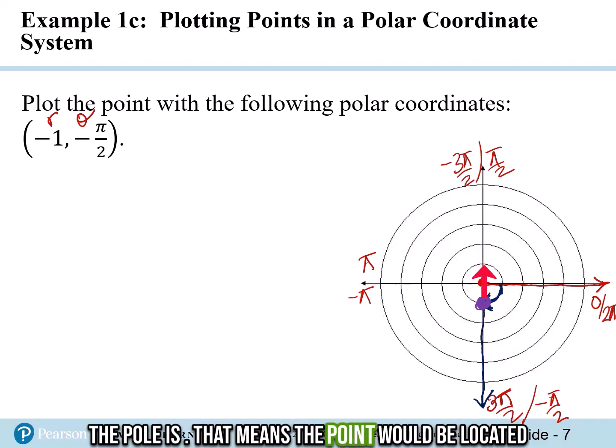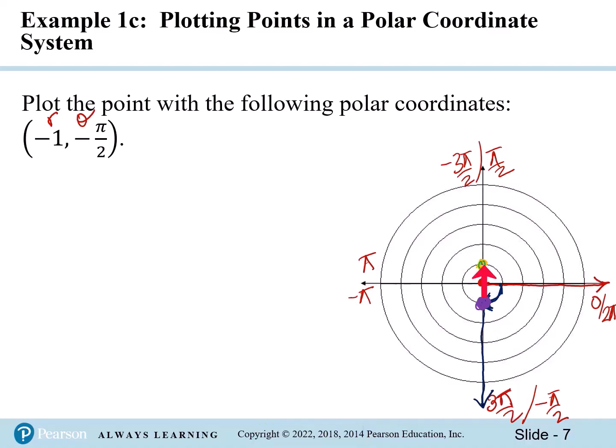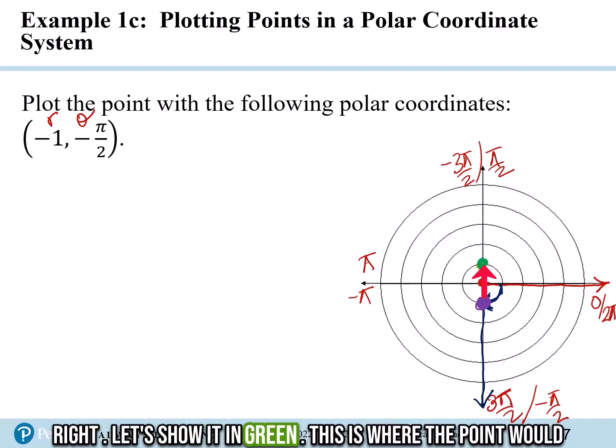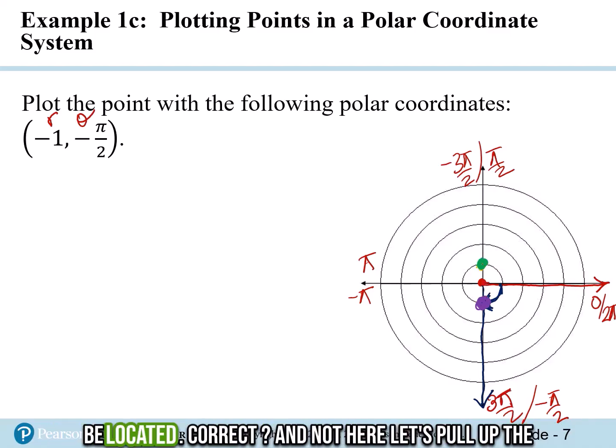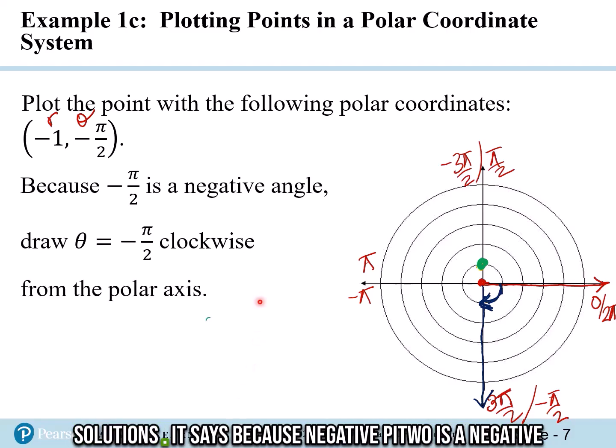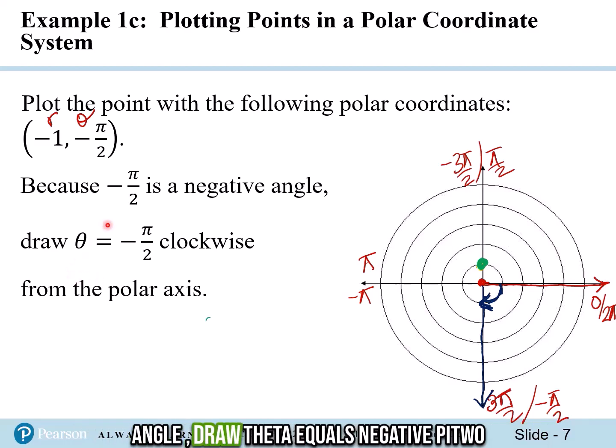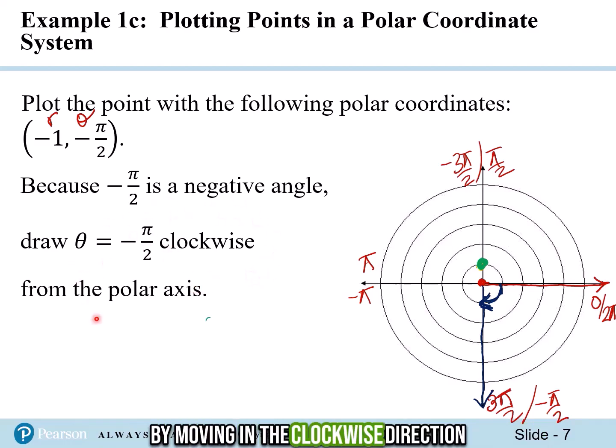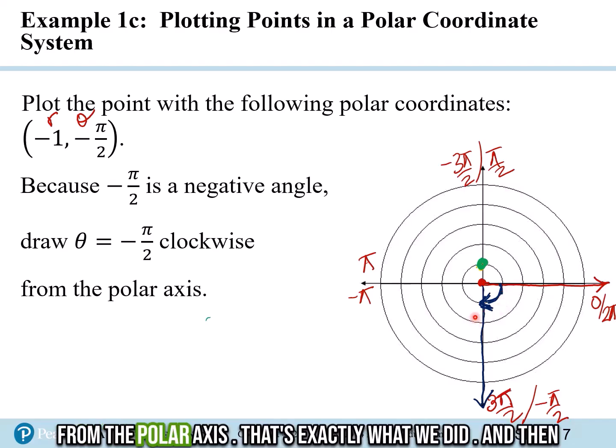That means the point would be located somewhere here, right? Let's show it in green. This is where the point would be located, correct? And not here. Let's pull up the solutions. It says, because -pi/2 is a negative angle, draw theta equals -pi/2 by moving in the clockwise direction from the polar axis. That's exactly what we did.